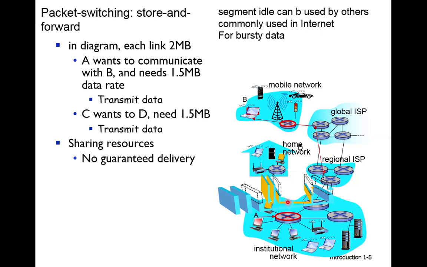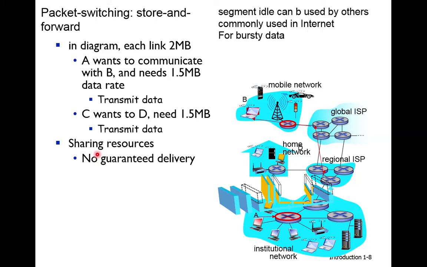If some more packets come and there are already packets in the buffer, the arriving packet has to wait. They will be inserted in the queue, in line. They will wait until their turns come, then they will be transmitted. This is called store and forward.